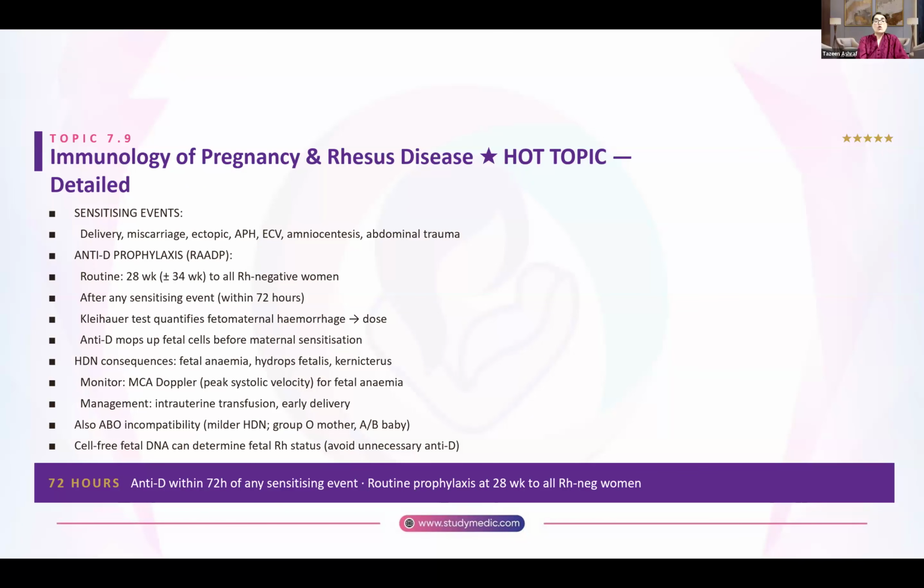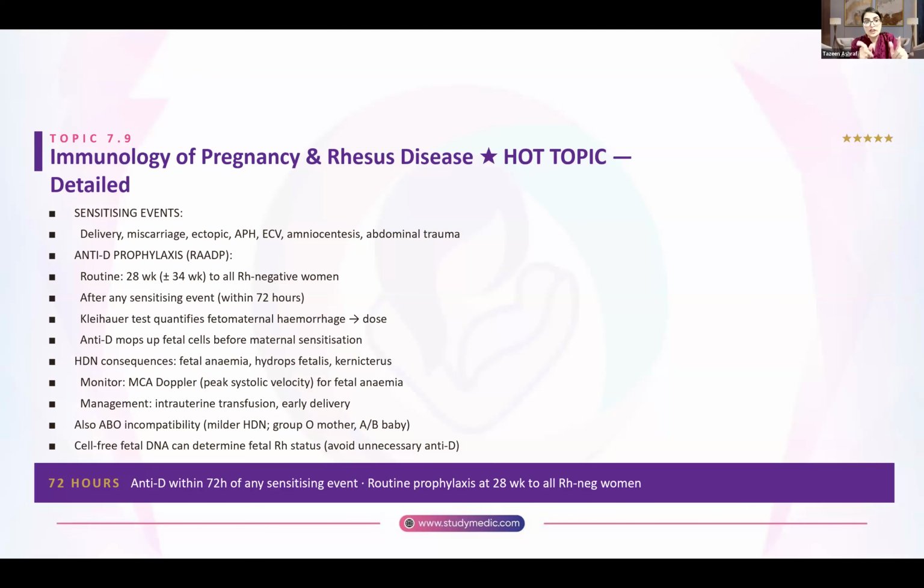Then what will happen when hemolytic anemia is happening? If hemolysis is happening in the baby, there might be fetal anemia. To monitor and assess this in hemolytic disease of the newborn, where fetal anemia is happening, we can do middle cerebral artery Doppler. The middle cerebral artery Doppler peak systolic velocity can be used to measure fetal anemia.